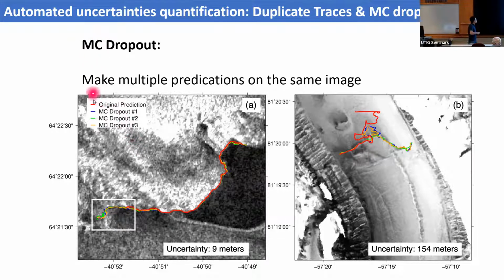This right curve shows our original prediction, and the other colors show the output of the MC dropout. If the original prediction is good, then the MC dropout will be close to the original prediction, like this one. Although they are not exactly the same because of the randomness of the MC dropout. But if the original prediction looks funny, like this one, the output of MC dropout will deviate from this original prediction, and thus the uncertainty will be large, measured by this one.